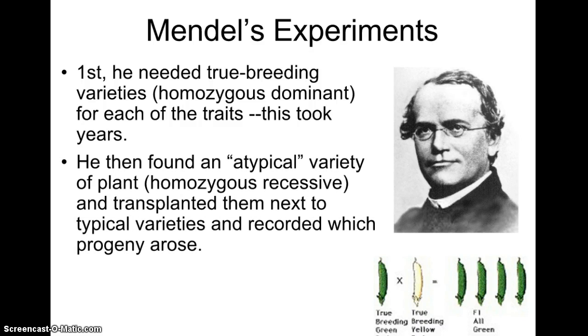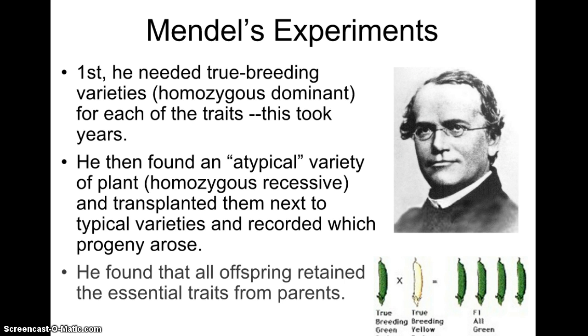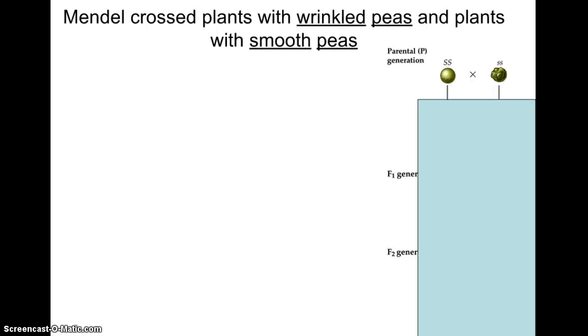And then he would find an atypical variety, so the homozygous recessive, and transplant them next to the typical variety and just look at what progeny or offspring arose. And he usually found that the offspring all looked like the parent with the dominant trait. So he found that all the offspring retained certain essential traits from the parents.